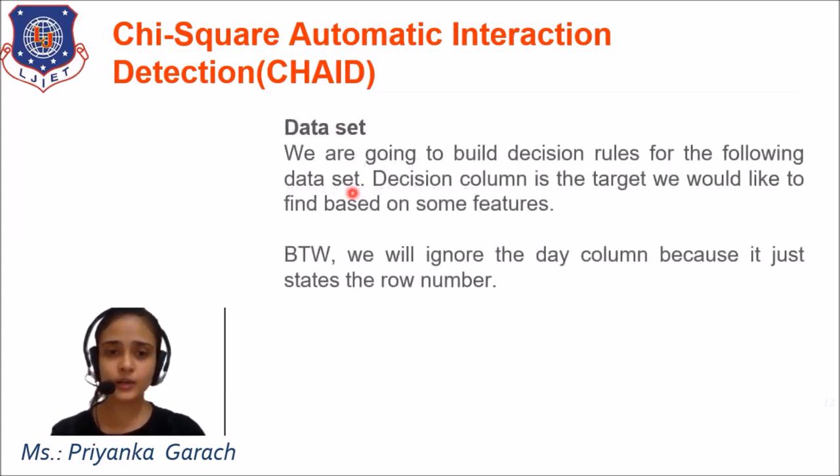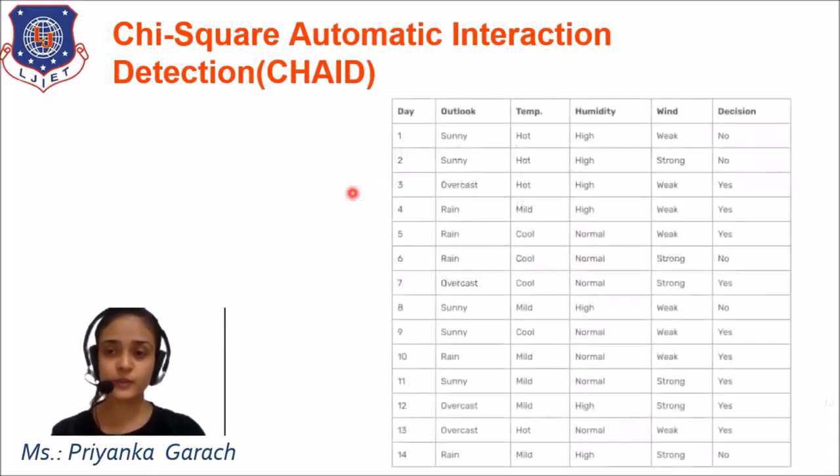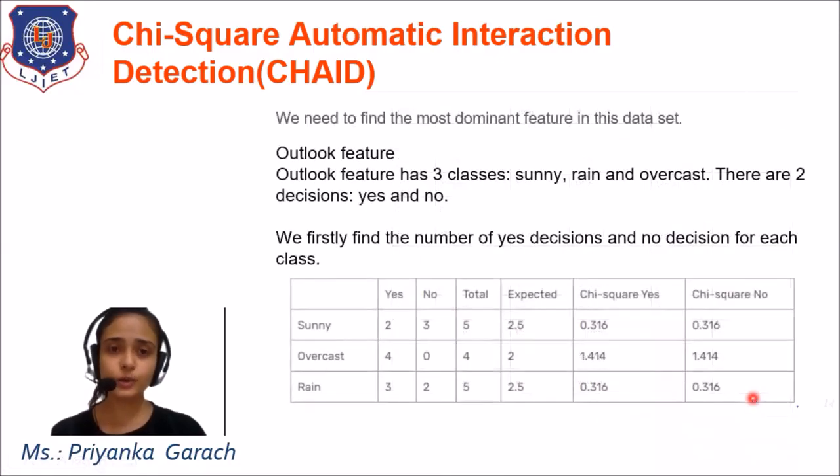So let's consider one data set. We are going to build the decision rules for the data set. The decision column is the target we would like to find based on some features. So let's start with the data set. This is my data set, about whether a person can play badminton outside or not. These are the different features: outlook, temperature, humidity, and wind, which are my different attributes. And my target attribute, or I can say my class label, is the decision, which has the values yes and no. So let's start with the first dominant feature.